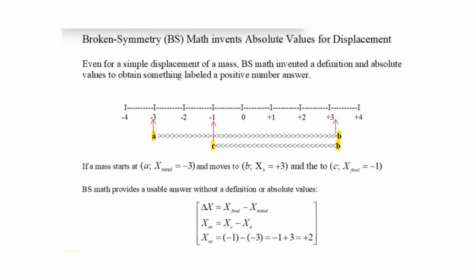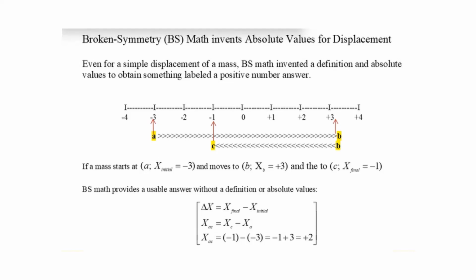Broken symmetry or BS math invents absolute values for displacement. Even for a simple displacement of a mass, BS math invented a definition and absolute values to obtain something labeled a positive number answer. If, for example, a mass starts at -3, moves to +3, and then back to -1, symmetry math provides a usable answer without a definition or absolute values. A negative and then a subtraction operator multiplied by a negative direction in space gives you a negative +3, which gives you +2.